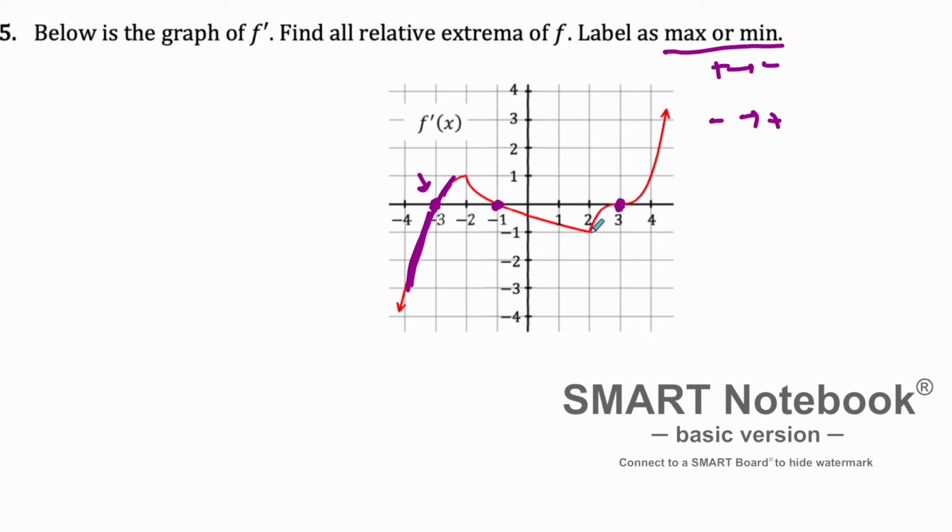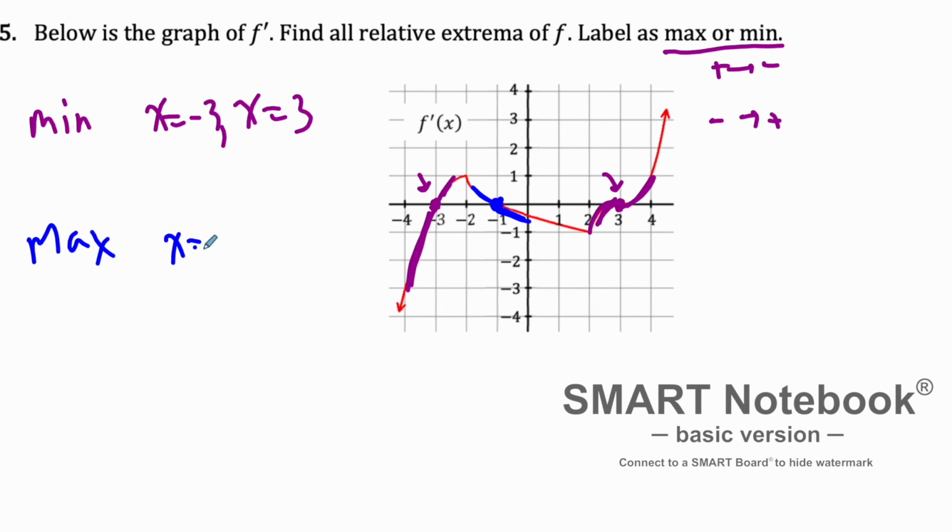Also at 3, the values go from negative to positive. Okay, negative values to positive values. So this is a min as well. So let's label that min at x equals -3 and x equals 3. And then because this value here at -1 goes from positive values to negative values, positive to negative means max. So we'll have a max at x equals -1.